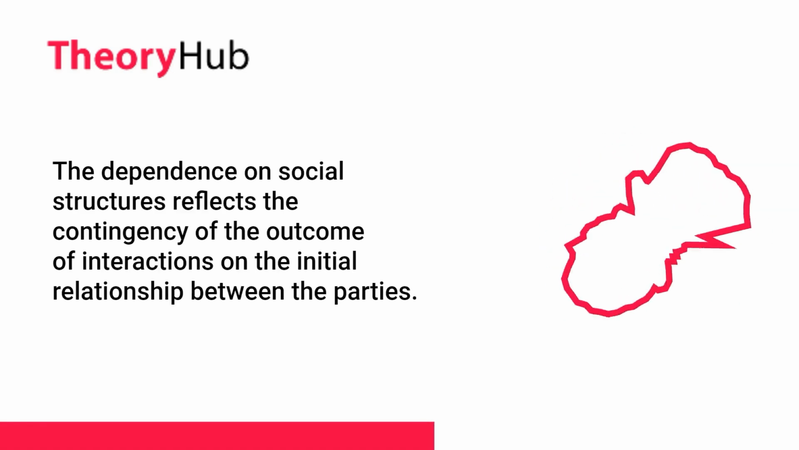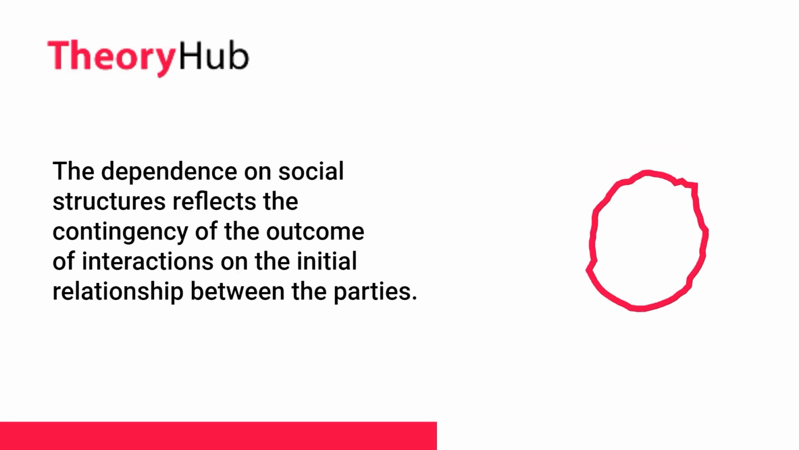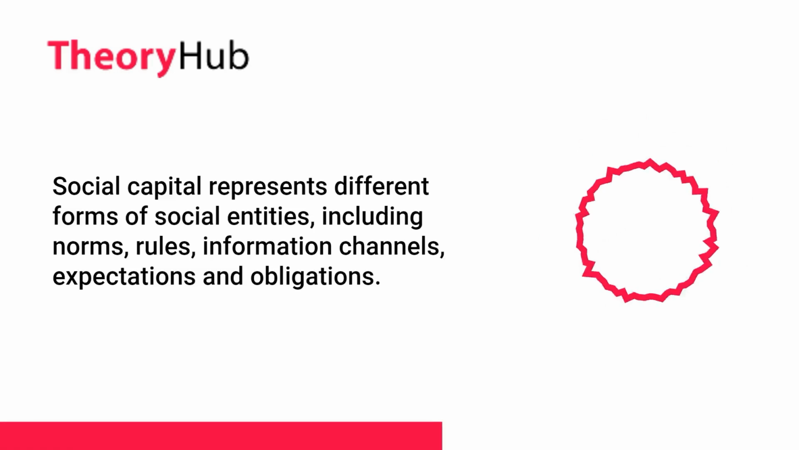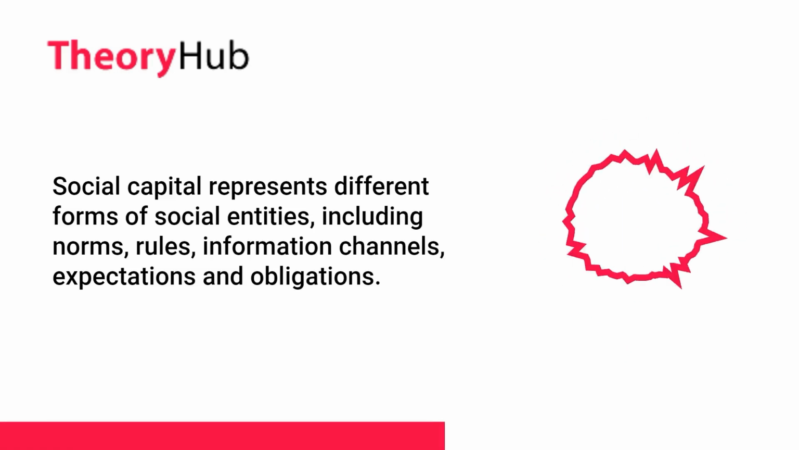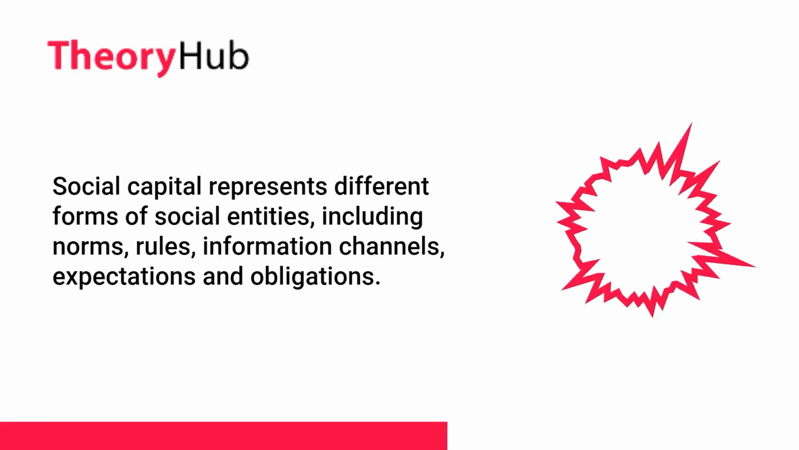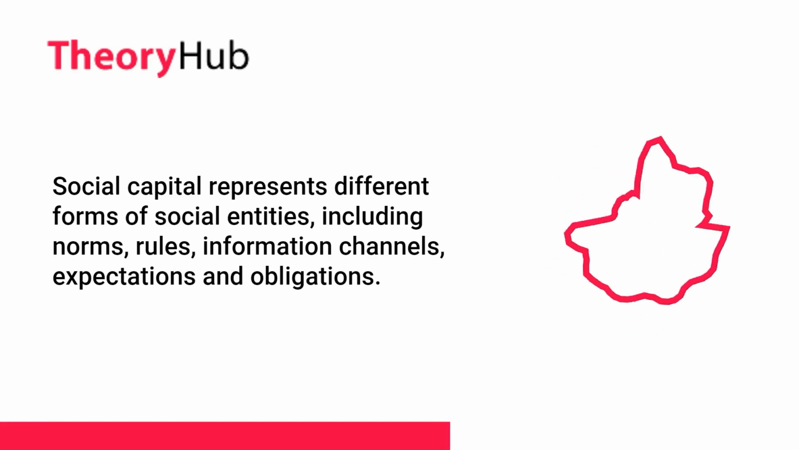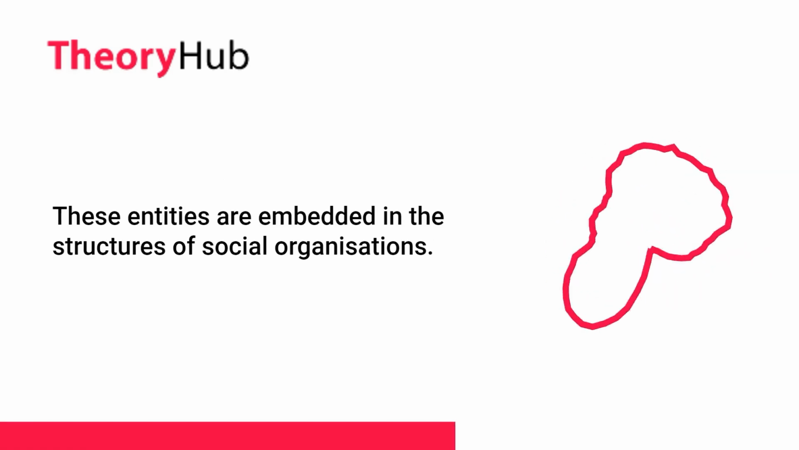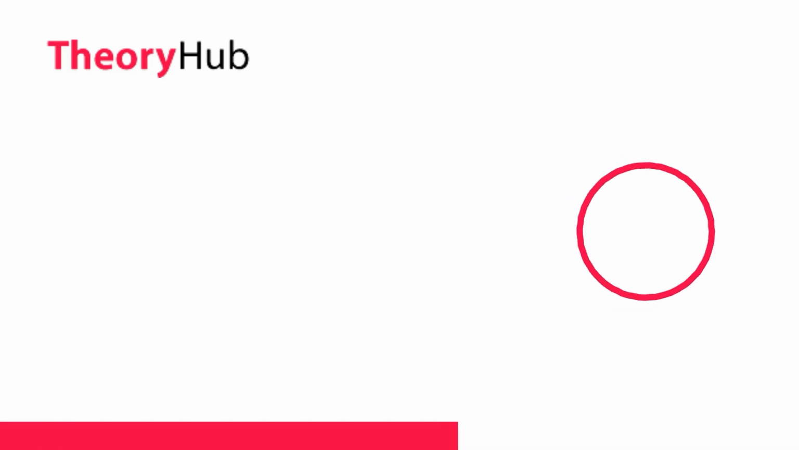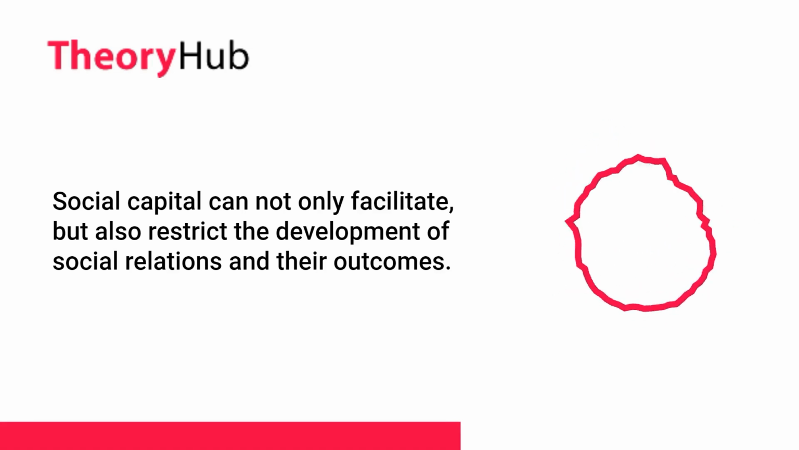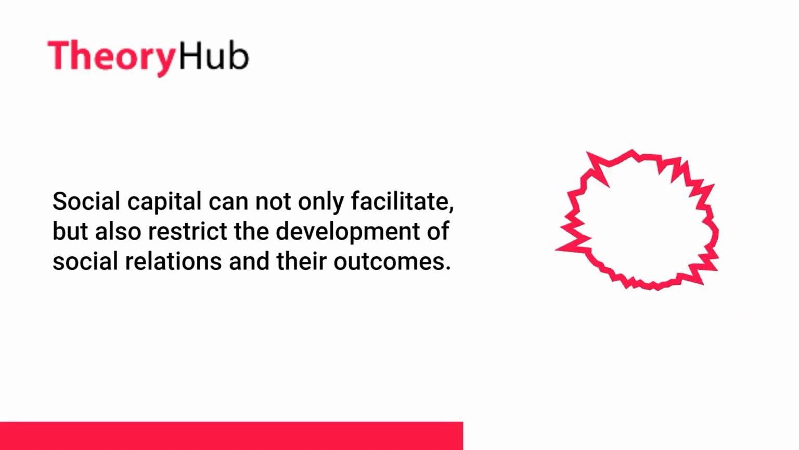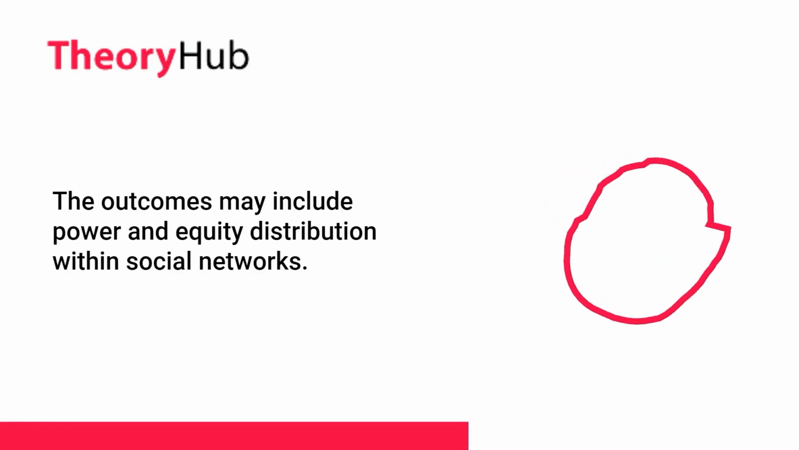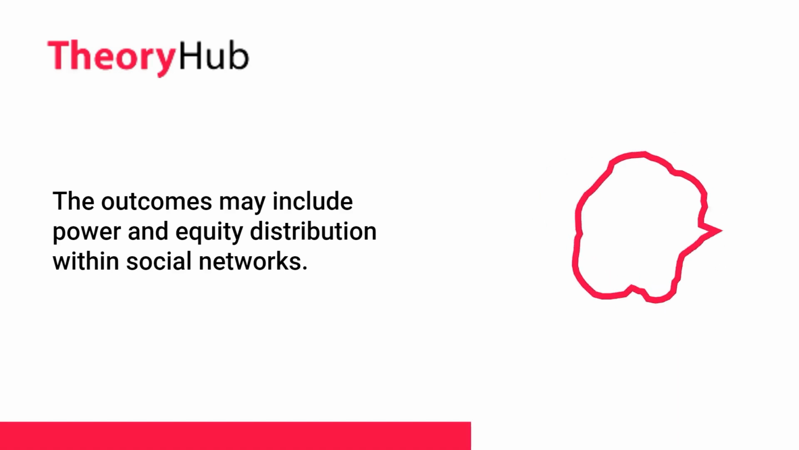The dependence on social structures reflects the contingency of the outcome of interactions on the initial relationship between the parties. Social capital represents different forms of social entities, including norms, rules, information channels, expectations, and obligations. These entities are embedded in the structures of social organizations. Social capital can not only facilitate, but also restrict the development of social relations and their outcomes. The outcomes may include power and equity distribution within social networks.